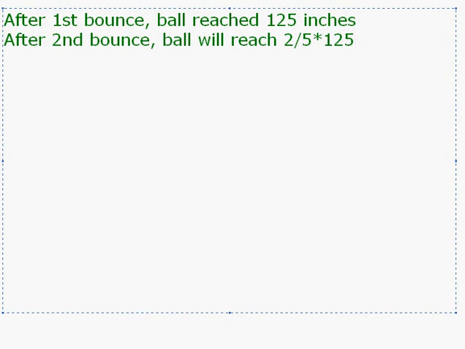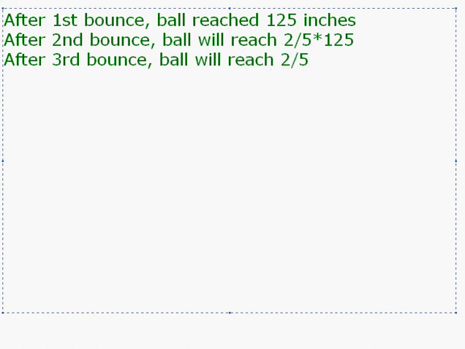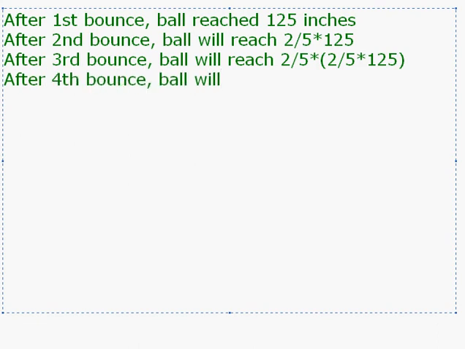No need to calculate everything now, because it would be difficult to generalize later. So after the third bounce, the ball will reach 2 upon 5 of the previous, and the previous was 2 upon 5 times 125. Now after the fourth bounce, the ball will reach 2 upon 5 of the previous height attained. The previous height attained in the third bounce was 2 upon 5 times 2 upon 5 times 125.